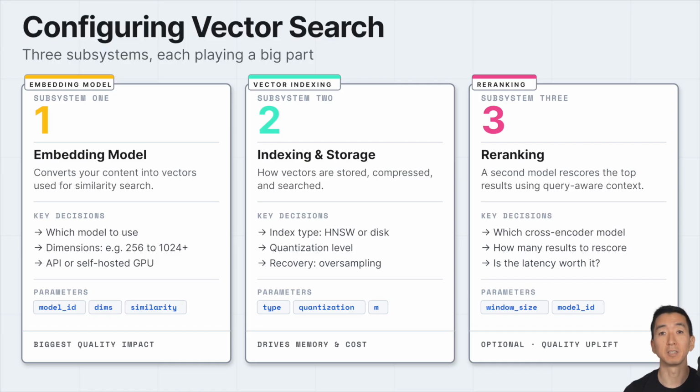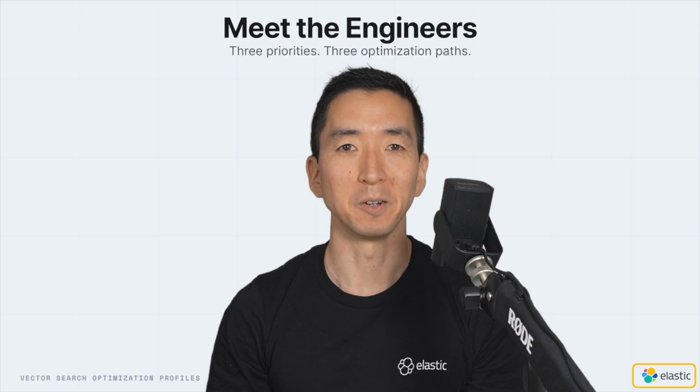Each one of these subsystems, of course, has parameters that you can tune. So while the defaults are sensible, you can tune these parameters to get your system better optimized for accuracy, speed, or cost. The hard part is knowing where to set each one for your situation. Here's what our engineers are working on.